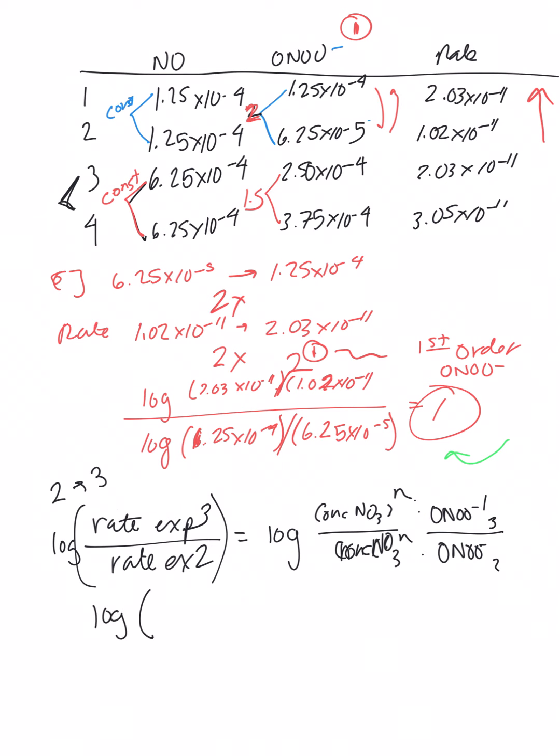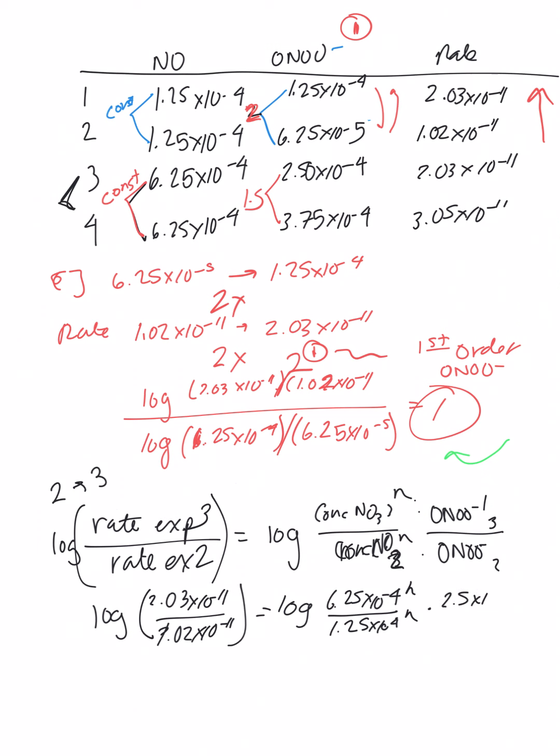So we have the log of 2.03 times 10 to the negative 11 over 1.02 times 10 to the negative 11 is equal to the log of the concentrations. For reaction 3, we have 6.25 times 10 to the negative 4 over 1.25 times 10 to the negative 4 raised to the n power, because we don't know the dependence, times 2.5 times 10 to the negative 4 raised to the 1 power over 6.25 times 10 to the negative 5 to the 1 power.